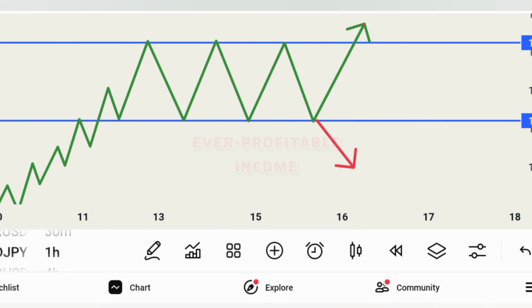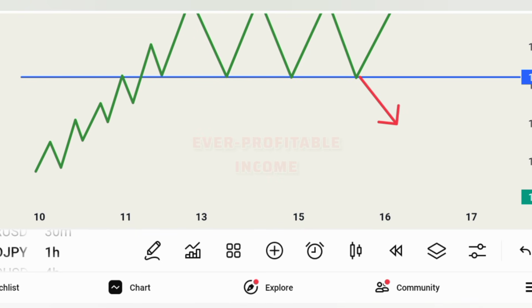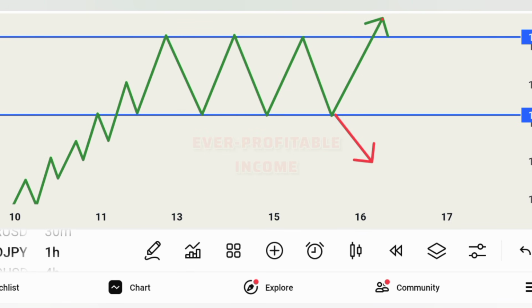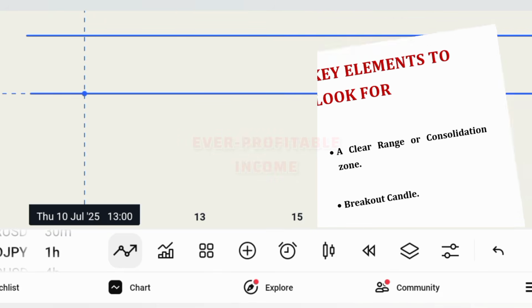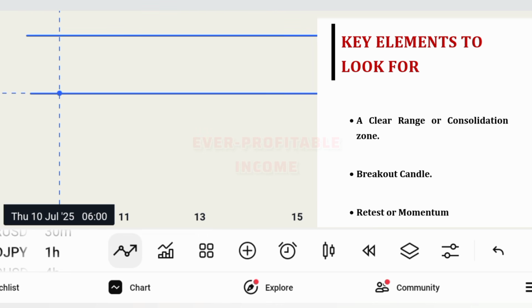Volatility indices are prone to sharp movements, so catching a breakout can make you a huge profit in the market. Now let's talk about what we are to look out for while trying to identify a breakout, the elements that you are to look out for in order to trade breakouts successfully. One of those things is that there has to be a clear range. Look out for a clear range or a clear consolidation zone.